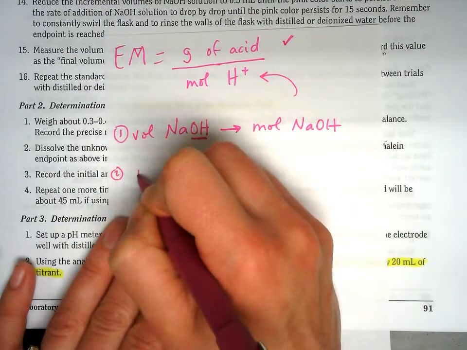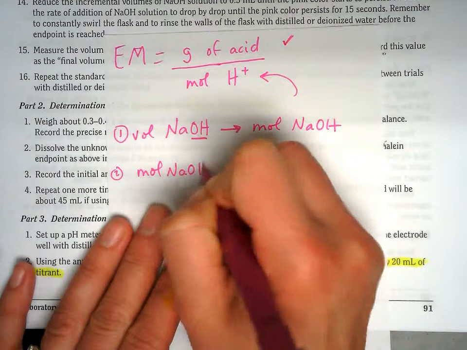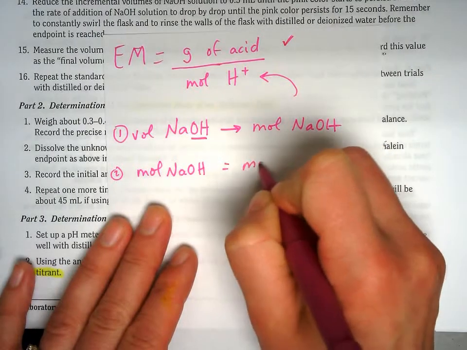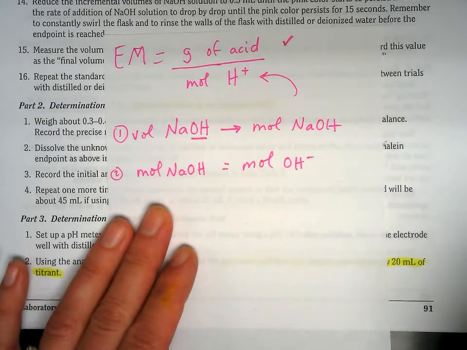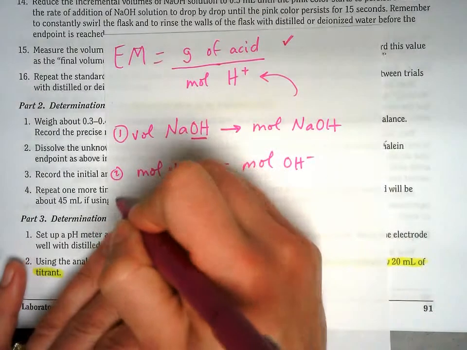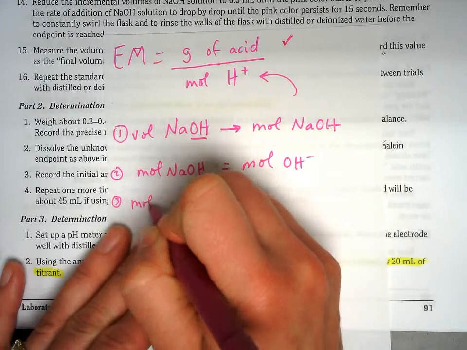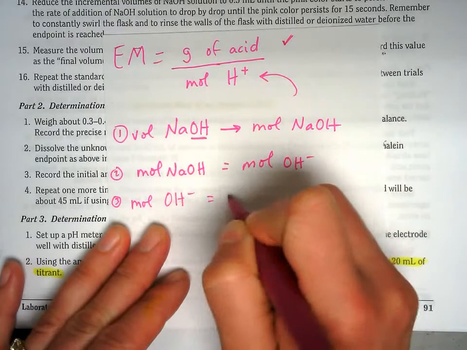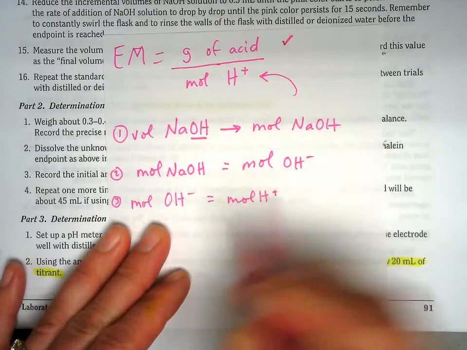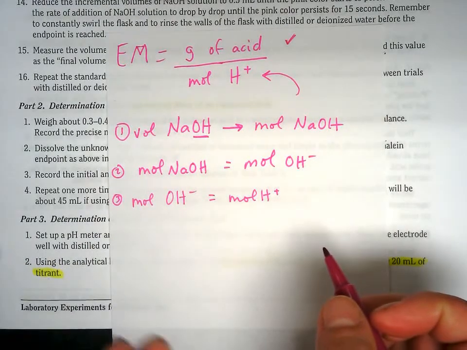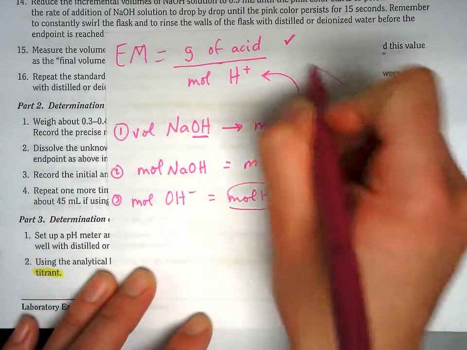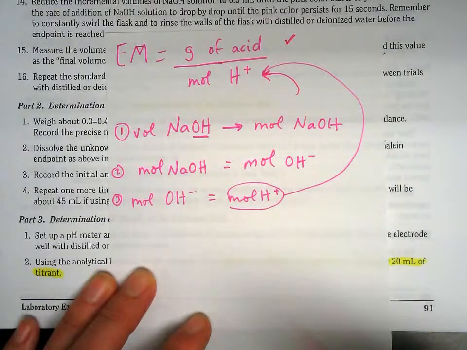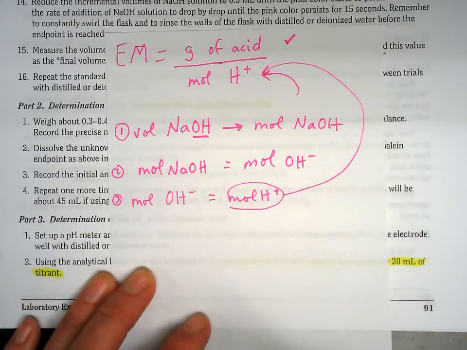And then 2, I know that my moles of NaOH are going to equal the moles of OH minus, because as it dissolves, every single mole of NaOH breaks down and gives off 1 mole of OH. 3, I know that my moles of OH is going to equal moles of H+, because they react in a 1-to-1 ratio. And then, boom, I have my moles of H+. I just plug it in here to my equivalent mass equation, and I can calculate equivalent mass.